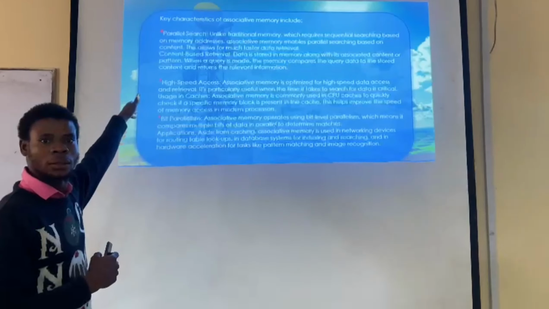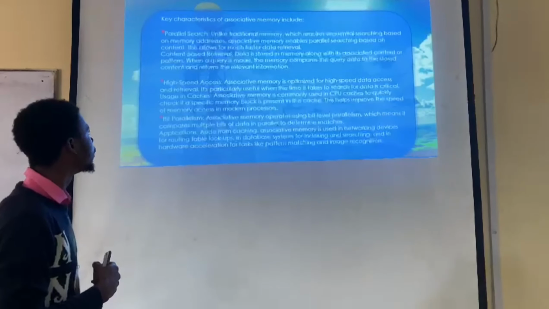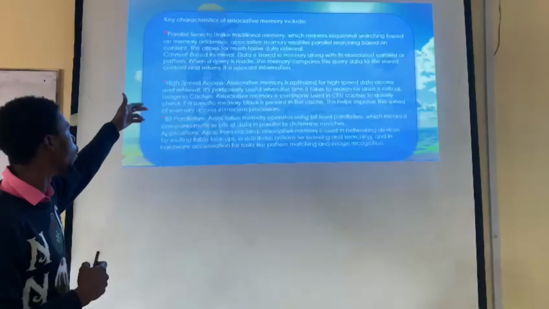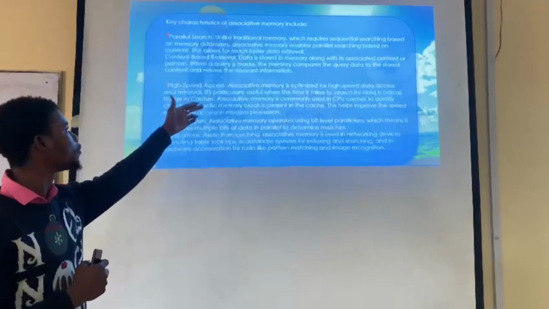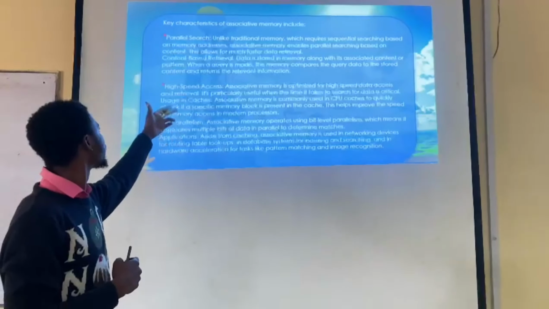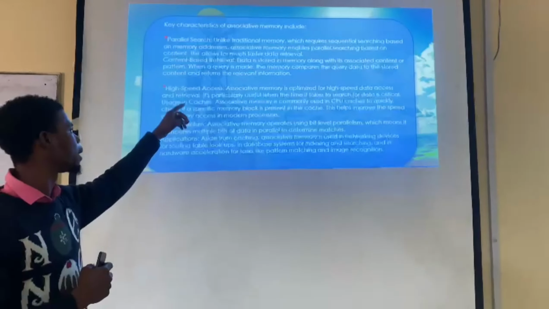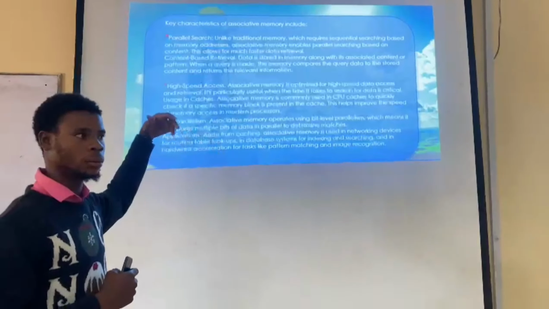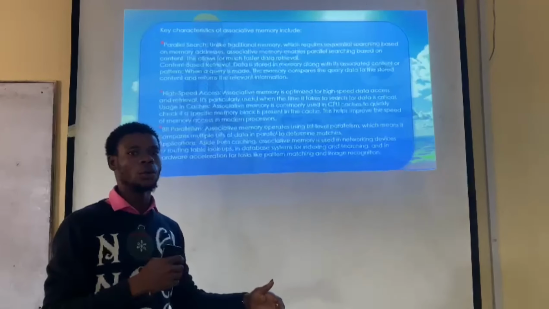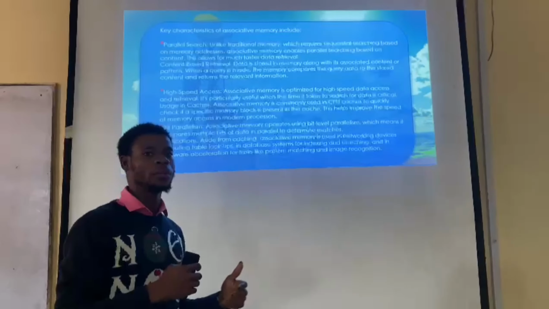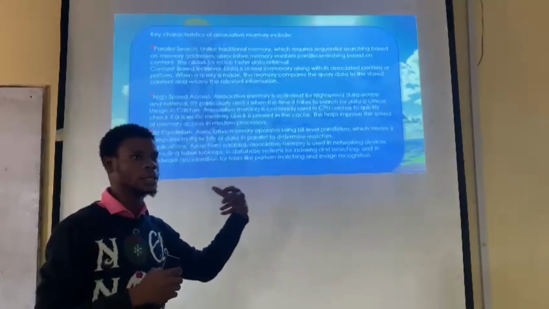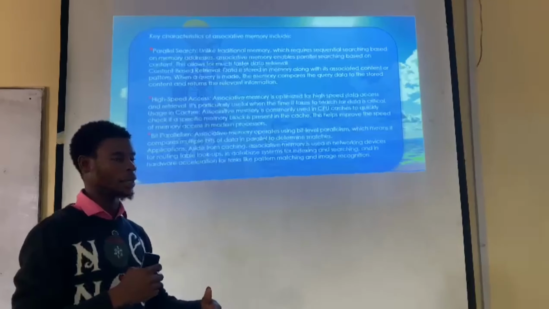So, one example of associative memory is parallel search. One aspect of the associative memory is the parallel search. Unlike traditional memory, which requires sequential searching based on memory addresses, associative memory enables parallel searching based on content. This allows for faster data retrieval. When searching data, you don't have to go and search for the location in the memory bank. You just type the content of the file you put at the particular memory, and it gives you the required data that you are searching for.